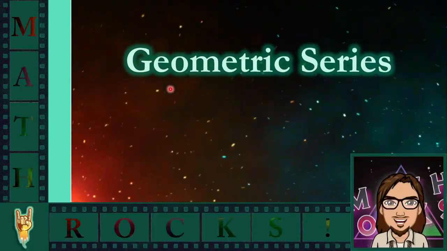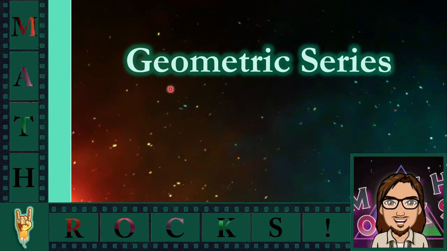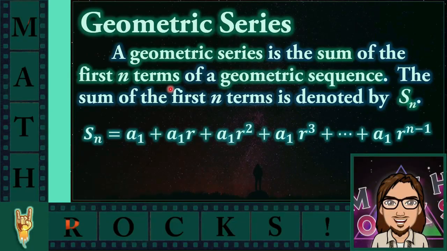In this video, you will learn about the geometric series. Let us start with the definition of a geometric series. A geometric series is the sum of the first n terms of a geometric sequence. The sum of the first n terms is denoted by S sub n.